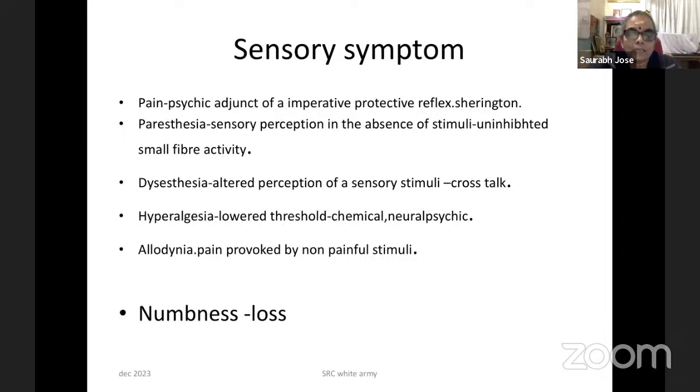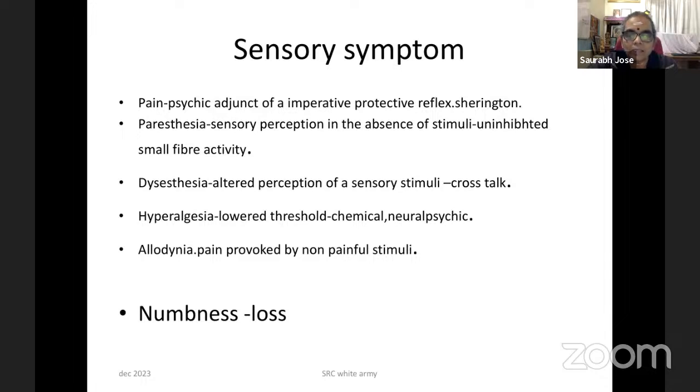So what are all the sensory symptoms? We will see. What is the definition of pain? Pain is defined as a psychic adjunct of an imperative protective reflex, according to Sherrington, or anything that the patient feels hurts, according to the International Pain Society. Why is it defined like that? Because pain can happen in the absence of painful stimuli, and pain can be absent in the presence of painful stimuli. And sometimes pain can be experienced as a pleasure. So that is all constituted by the psychic component.